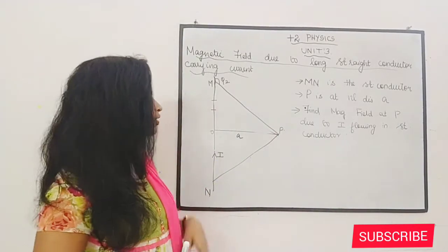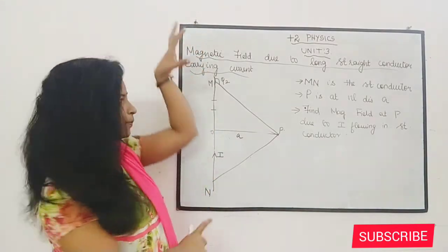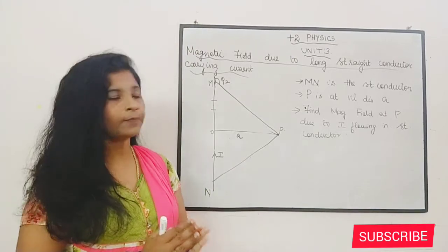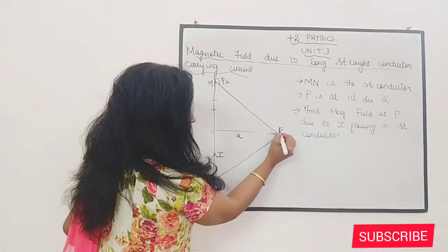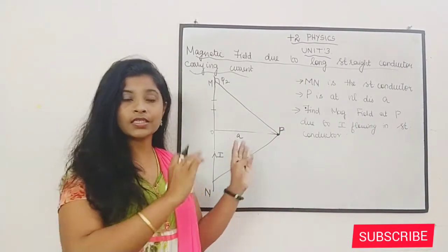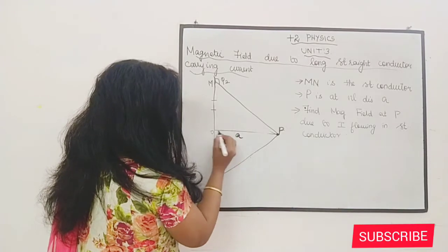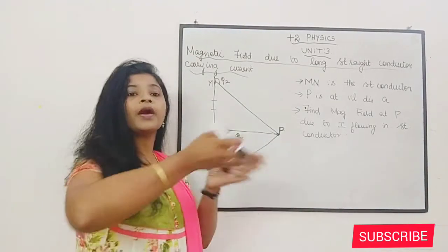Okay, so for that we have taken a straight conductor MN. MN is the straight conductor. So we are going to find out the magnetic field at this point P. This P is at a distance A, at a normal distance. Normal distance means it is at a perpendicular distance.